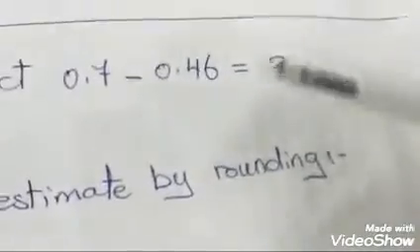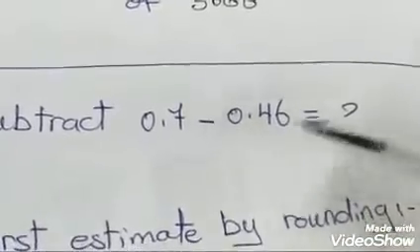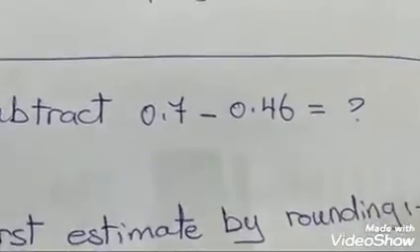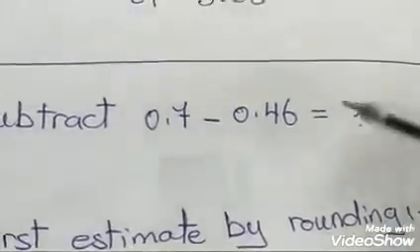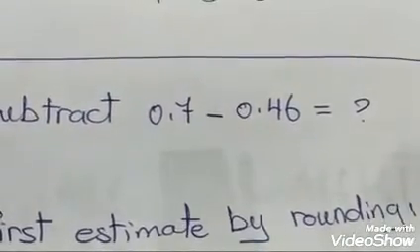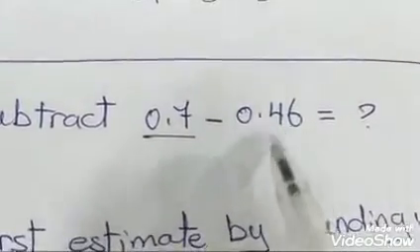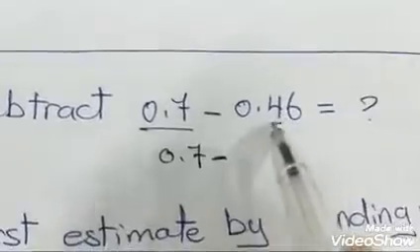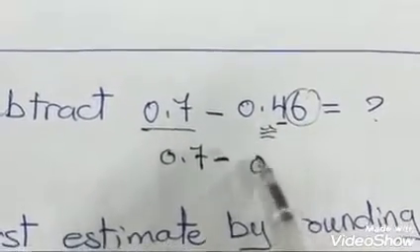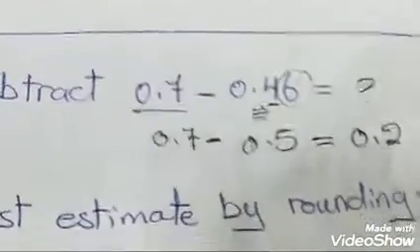If I want to subtract decimals, subtract 0.7, or 7/10, minus 46 hundredths. Now, if I want to subtract them, I first have to round to make an estimation to the nearest tenth. 0.7 is already to the nearest tenth. For 0.46, the digit 6 is a rich number, so this number will be rounded to 0.5. 7 minus 5 will be 2/10, or 0.2.